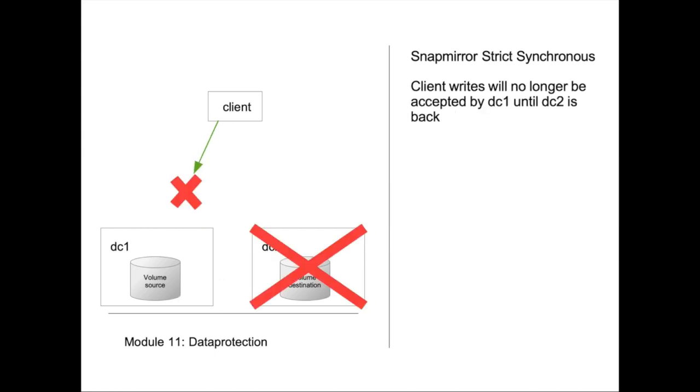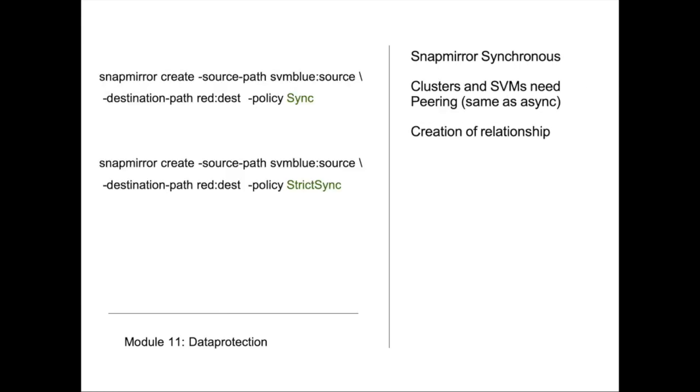In SnapMirror Strict Sync, the destination always has to be reachable for a client write to be successful. When setting up a SnapMirror relationship, you can specify the sync policy for SnapMirror Sync when you create the relation, and strict sync if you want it to be a strict relationship.